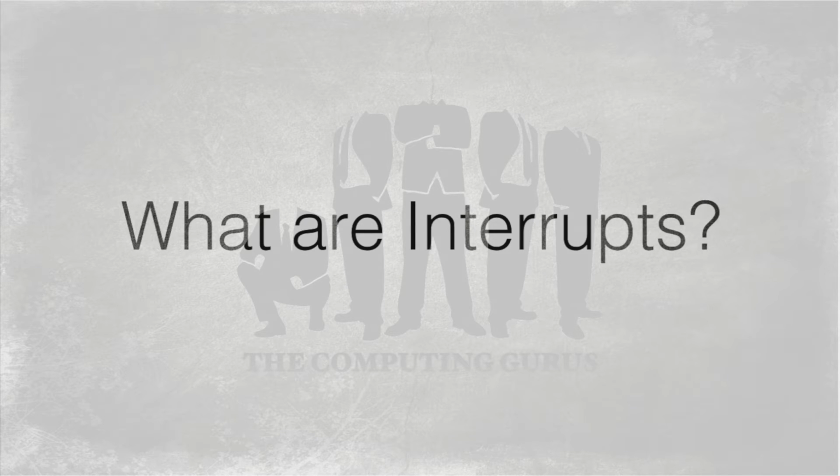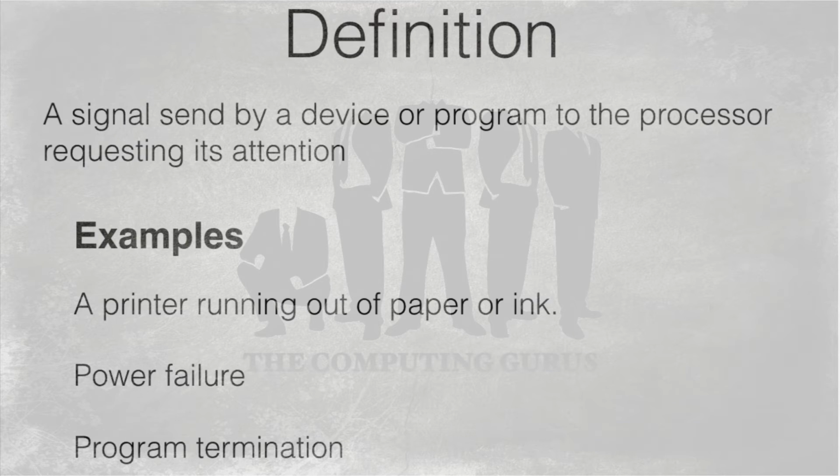What are interrupts? An interrupt is a signal sent by a device or program to the processor requesting its attention. Well, now that we know what an interrupt is, here are some examples of interrupts. If the user presses a key or clicks the mouse button, if an item of hardware develops a fault, or if the user sends a signal to the computer asking for a program to be terminated.